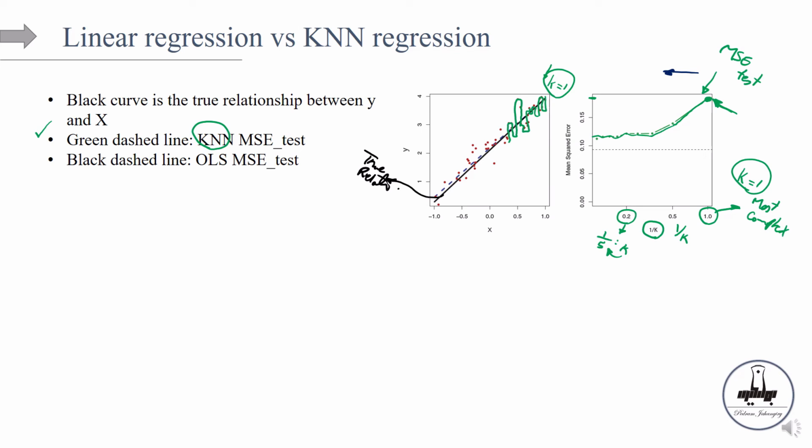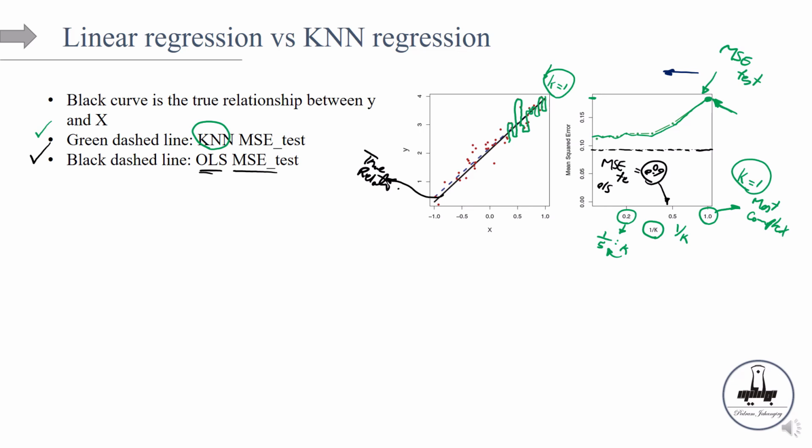Now, what is the black dashed line? The black dashed line is the MSE in the test set when we use OLS. So if I use OLS, let's say the MSE in the test set is 0.9. And of course, not surprisingly, it's independent of the value of k, because we are using OLS, which has nothing to do with k. So we're going to get one number, and in this example it's, well, not 0.1, 0.09, it's 0.09, right?